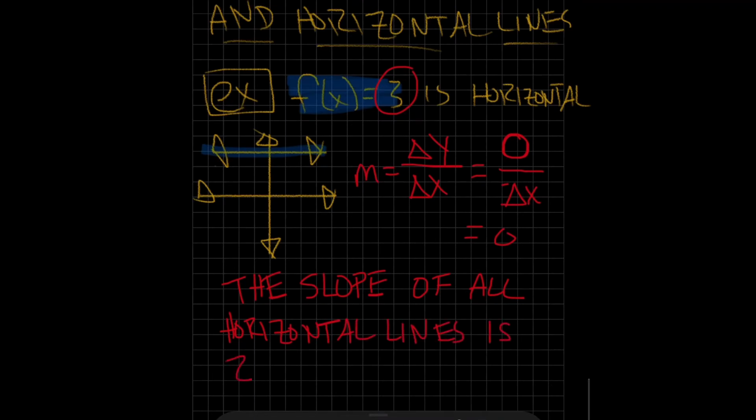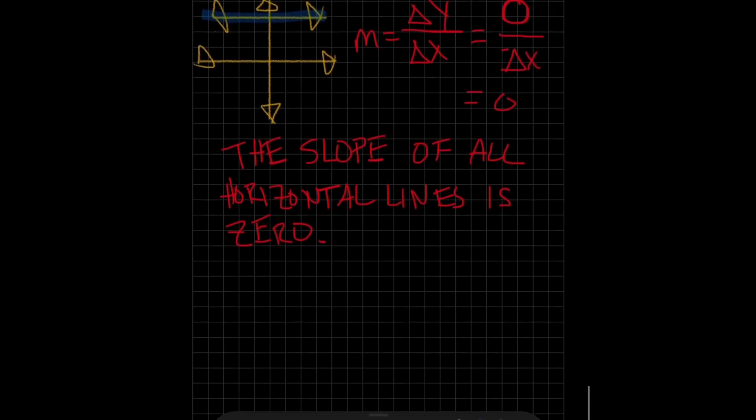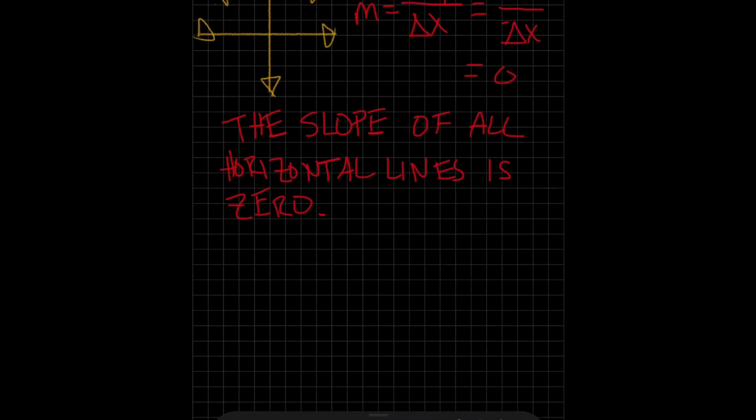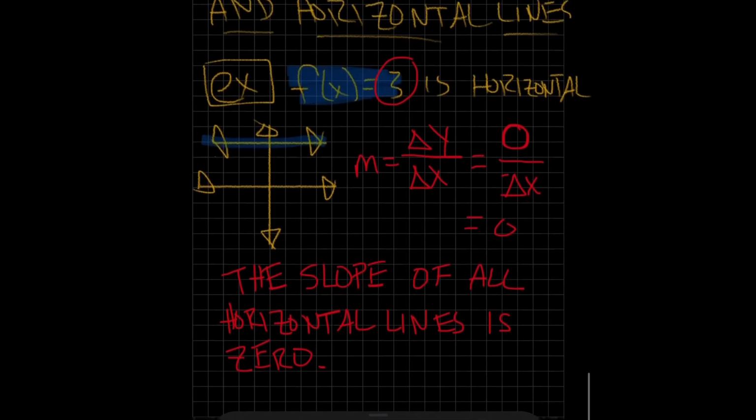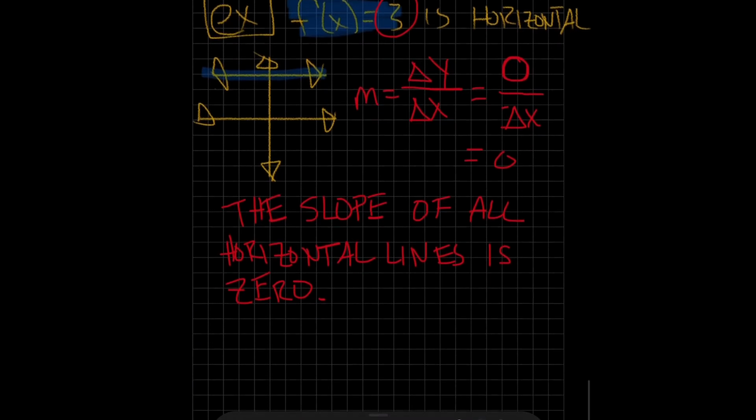Is 0. So the slope of all horizontal lines will be 0. Let's talk about the slope of a vertical line.